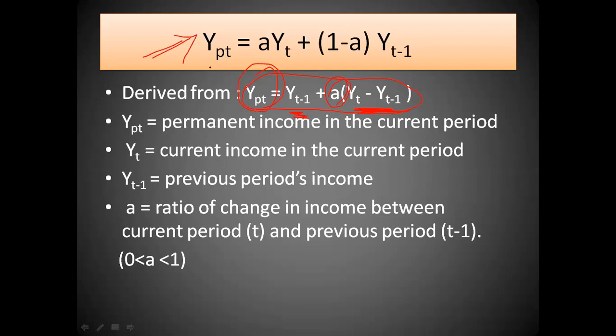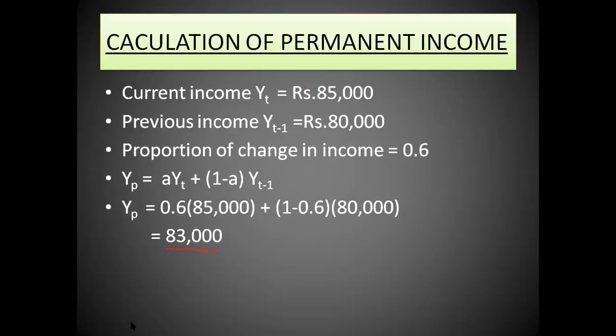So we can say that the permanent income is equal to A, which is the rate of change, multiplied by the current income, plus 1 minus A multiplied by the previous income. So this is the formula for deriving the permanent income. Okay. So we can see here that the permanent income is 83,000 and the present income is 85,000.